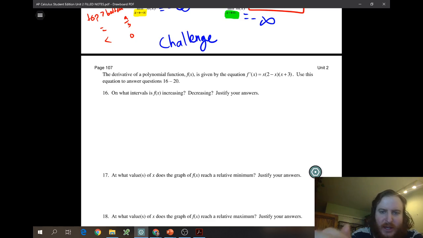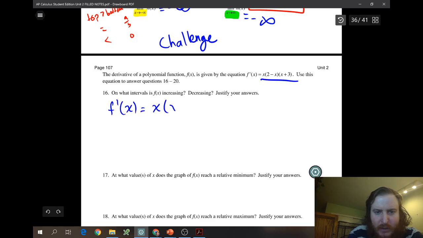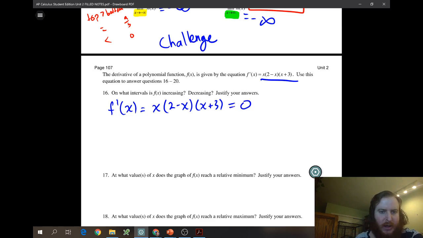So this one: on what intervals is f prime of x increasing? Remember I told you guys in yesterday's video, whenever we see increasing, decreasing, or maximum, minimum, or critical point, our first step was always to take our derivative. In this case, they gave us the derivative, x times (2 minus x) times (x plus 3). We're going to set it equal to 0. We don't have to take the derivative, it's already there.